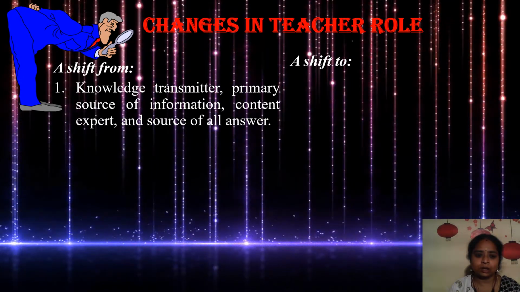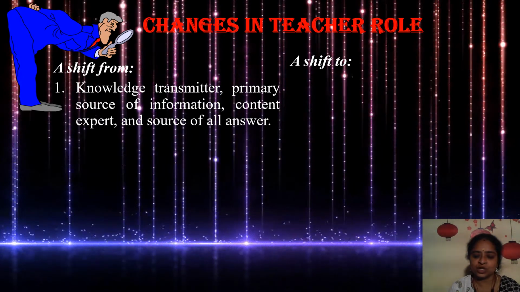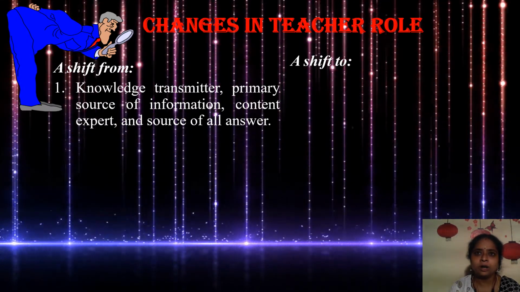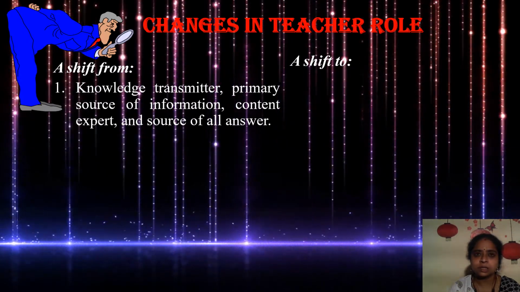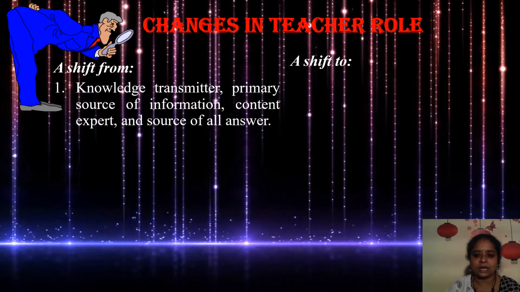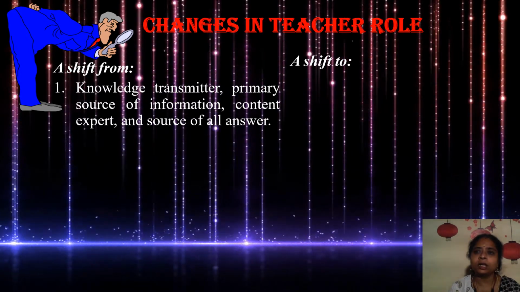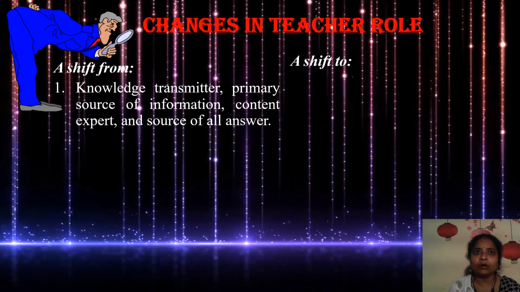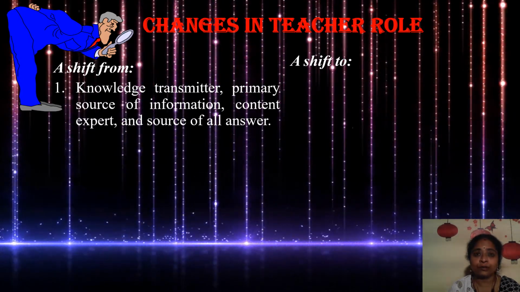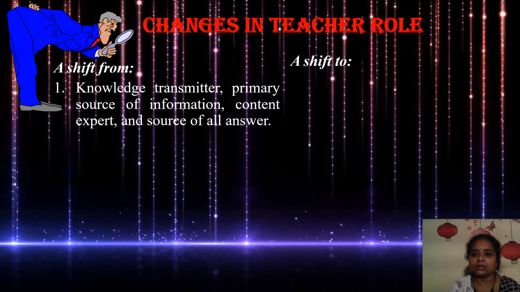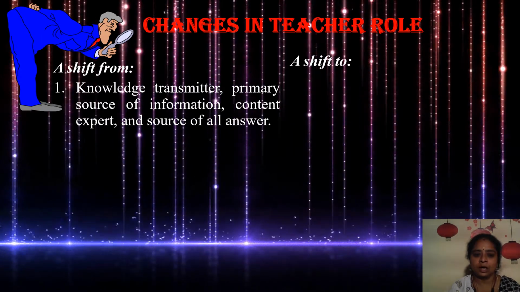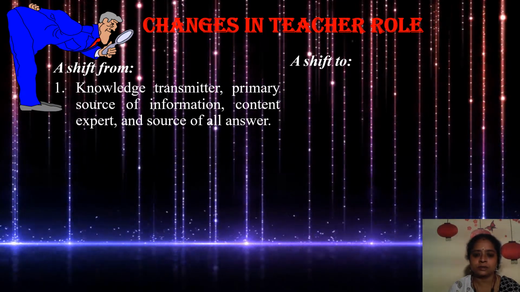Initially, in early days, knowledge transmitter was the position of a teacher. They were the primary source of information. They provided all the information, and whatever questions, queries or doubts there were, learners looked back to the teacher for clarification. They were the content experts. There was nothing to be learned or researched beyond the teacher's knowledge. They were considered the expertise of the field and the source of all the answers.